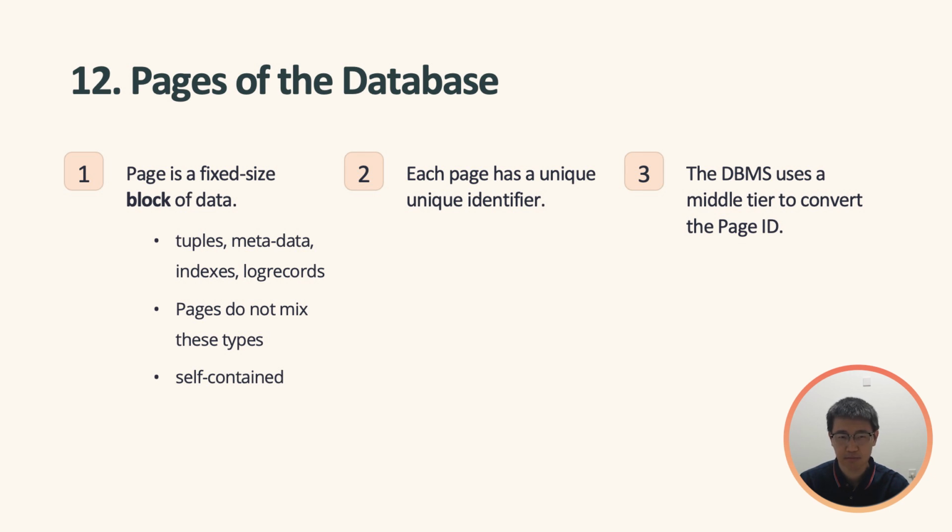However, most commercial database systems do not mix these data types within a single page. Generally, indexes are stored separately from tuples. For example, indexes and tuples are not usually stored together in a complete collection, including raw data, metadata, logs, records, and so on. Each page has a unique identifier, and the DBMS uses an intermediate layer for indirection, which can map the page ID to the actual physical location on the disk.